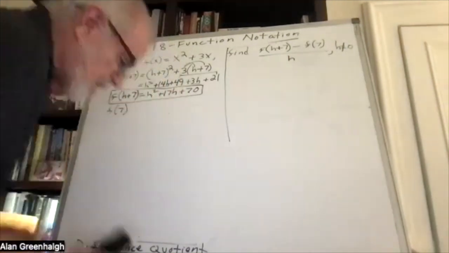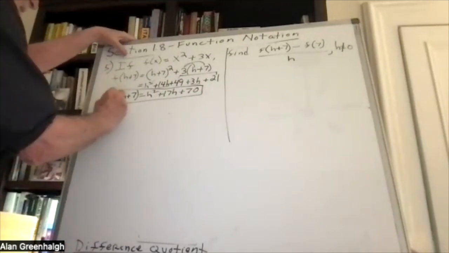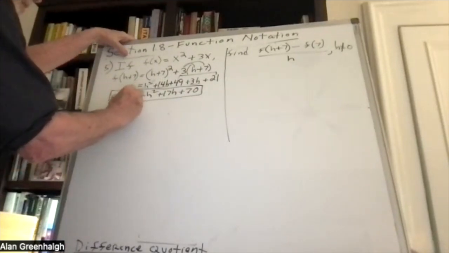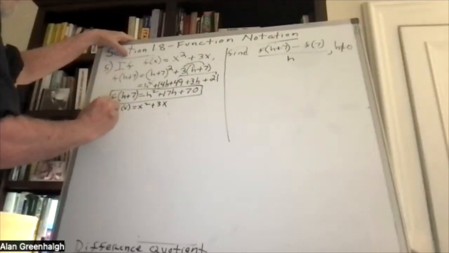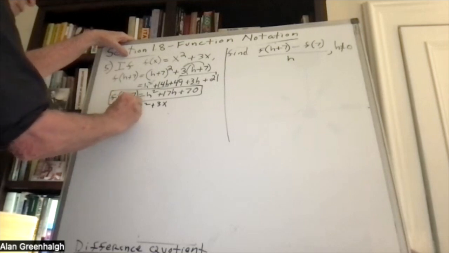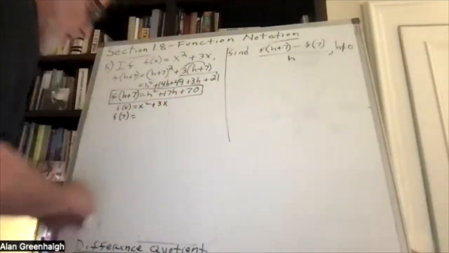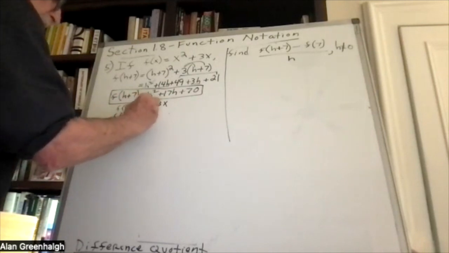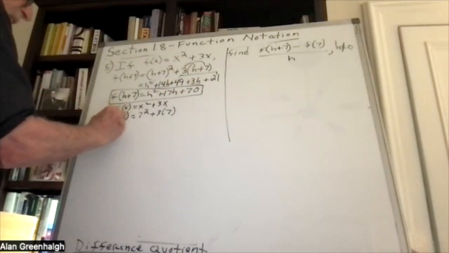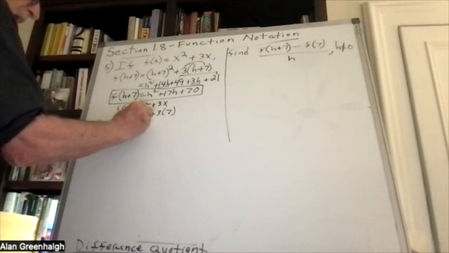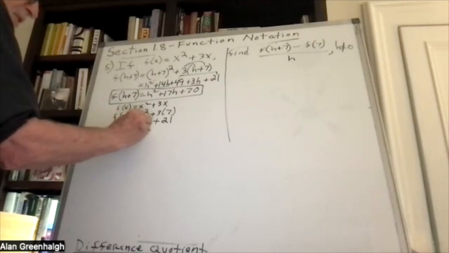Well, you know, you could do this if you'd like. If you'd like to put the original function in closer proximity to what you're doing, you could say, well, okay, f of 7 is equal to 7 squared plus 3 times 7. Okay, notice the similarity here. f of 7 is equal to 49 plus 21. f of 7 equals 70.